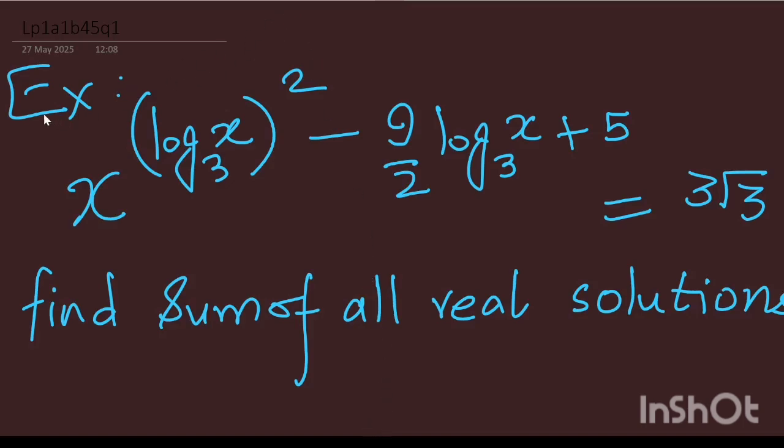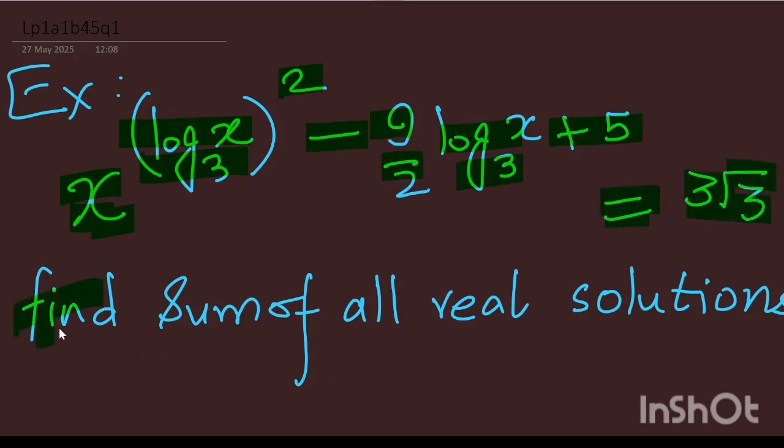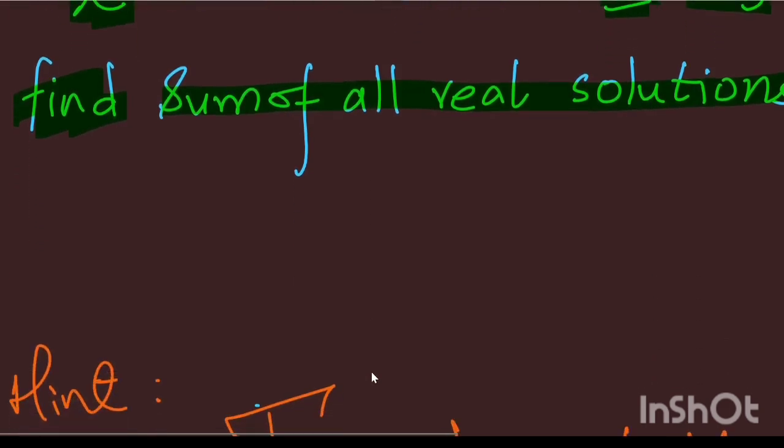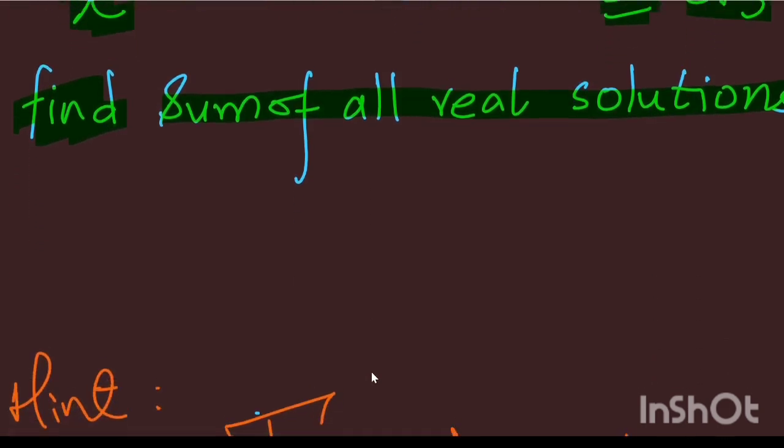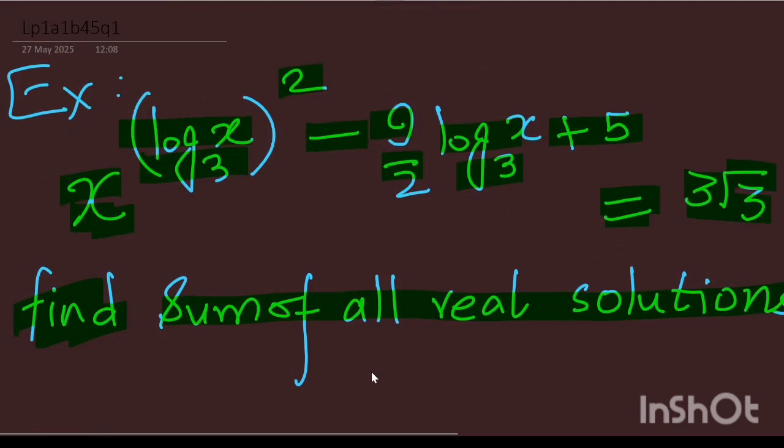So let's take an example, guys. X raised to the power log x base 3 whole square minus 9 by 2 log x base 3 plus 5 equals to 3 into root 3, 3 root 3. So what do we have to find? We have to find the sum of all real solutions. So whatever the value of x which satisfies this, we have to find the sum of all of those roots. And so, guys, what should be the hint to this? How can we approach this problem?